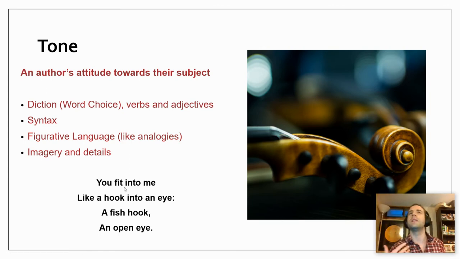You fit into me, and then we get a little bit like, well, this is a strange analogy, like a hook into an eye, because I can think, a hook and eye clasp where this goes into that, and it's something that keeps your shirt on or a coat on. And then these last two, like the imagery she's chosen, the figurative language she's chosen, the words she's chosen, just nail this tonal shift. So tone's important. Tone changes things. Tone changes the meaning of a poem.